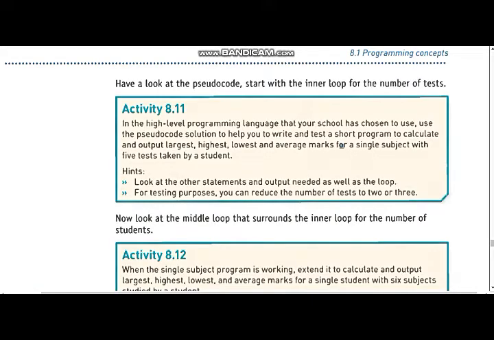In order to minimize your hassle, in activity 8.11 you have been asked to consider only one subject instead of 6 subjects, and instead of 5 tests for each subject you have been asked to consider only 2 or 3 tests. I am considering 2 tests over here, and instead of 20 students you have been asked to consider only one student. Basically there won't be much change in the code, but the actual hassle will be avoided in the output. When you take the output, it will be easier for you to look at the marks of a single student, and of only one subject, and for that single subject the marks of only 2 tests.